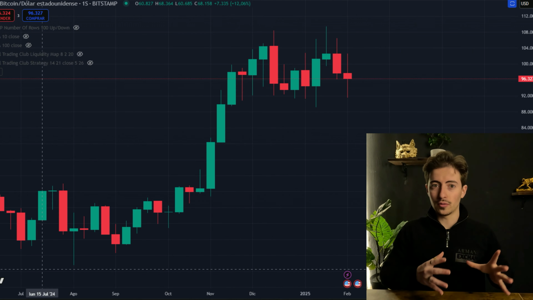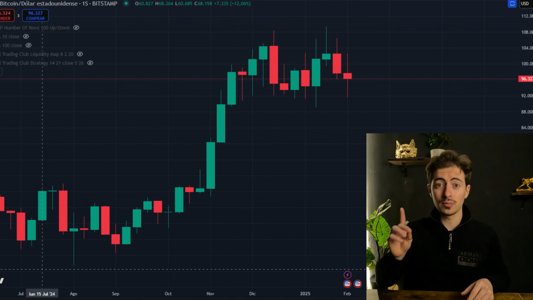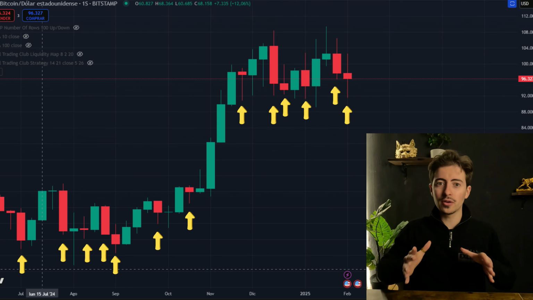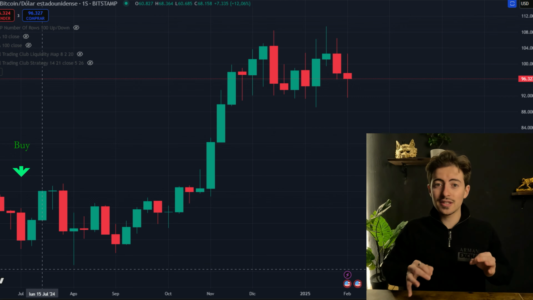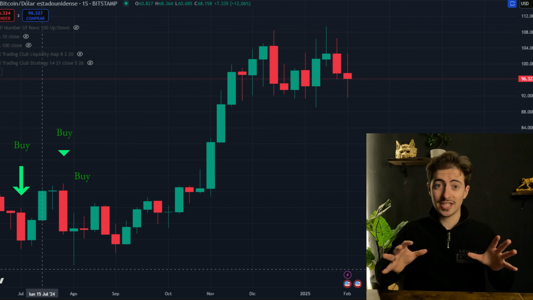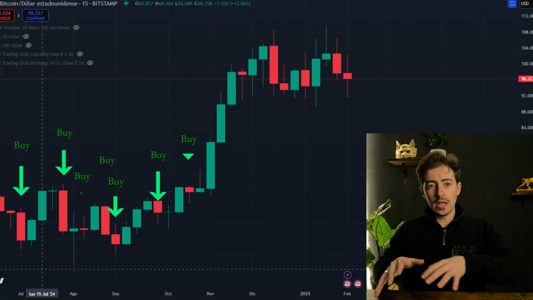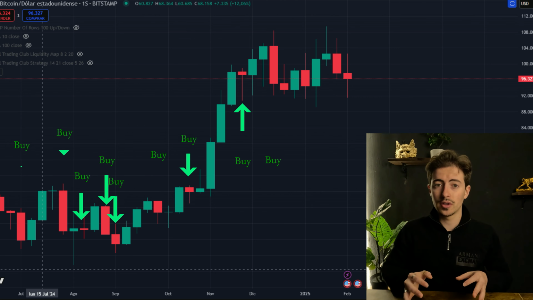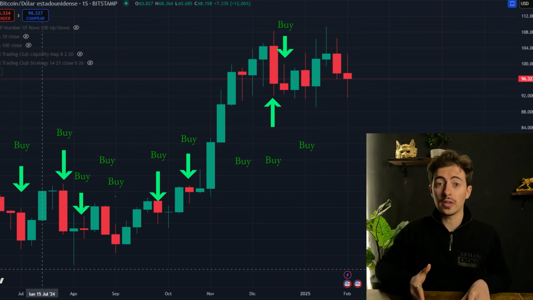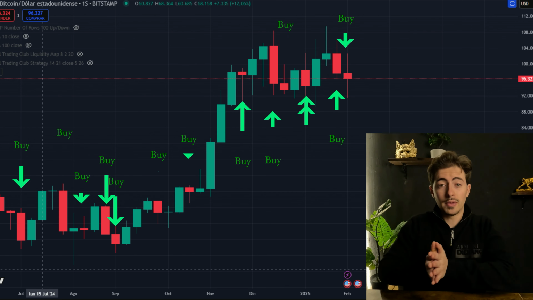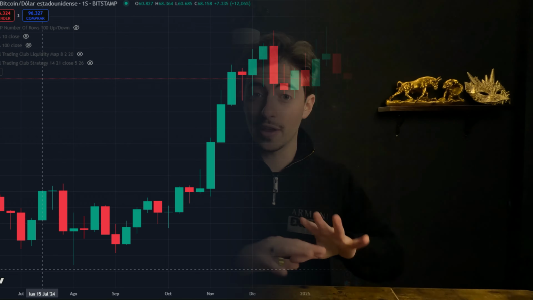Rather than buying Bitcoin randomly every week, I follow one simple rule. I only buy when Bitcoin closes the week in red. This means that at the end of each week, I check if Bitcoin's price is lower than it was in the previous week's close. If it is, I invest a set amount, whether that's $20, $50, or $100 depending on my budget. If Bitcoin closes higher than the previous week, I don't buy at all.